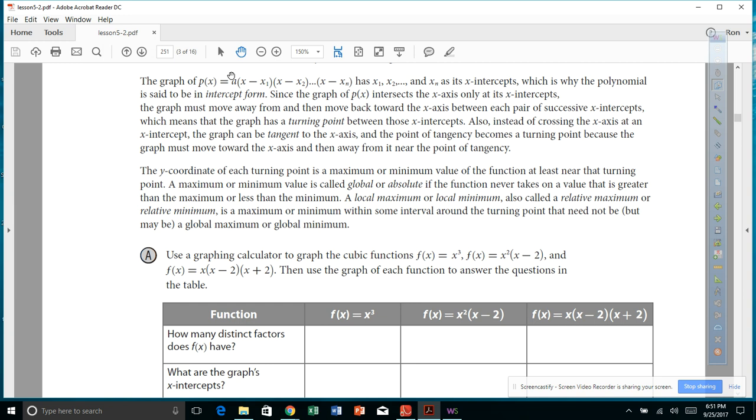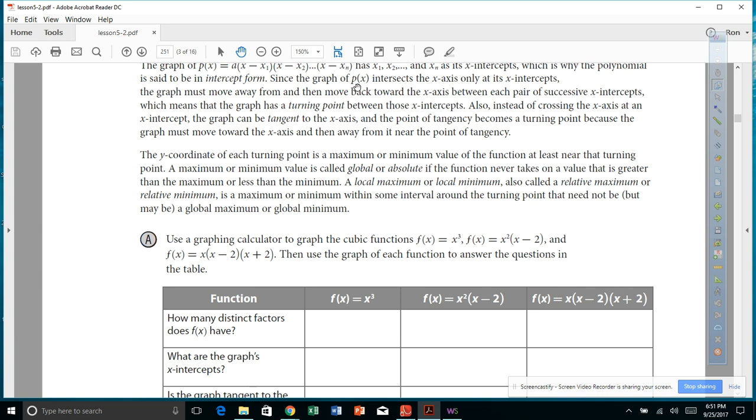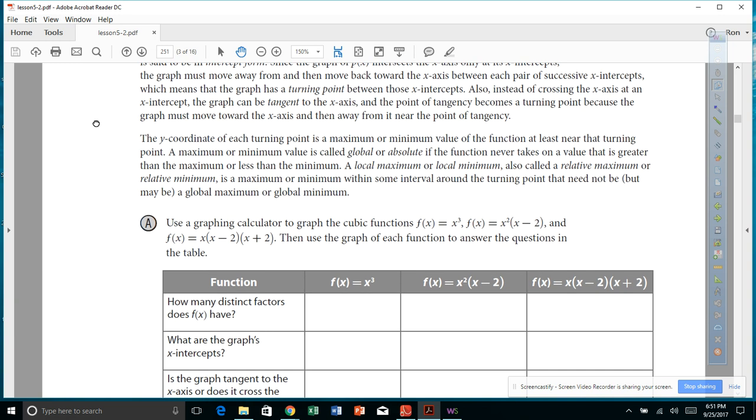The graph of p of x equals a times x minus x sub 1 times x minus x sub 2, and so on to x minus x sub n has x sub 1, x sub 2, and x sub n as its x-intercepts, which is why the polynomial is said to be in intercept form. Since the graph of p of x intersects the x-axis only at its x-intercepts, the graph must move away from and then move back toward the x-axis between each pair of successive x-intercepts, which means that the graph has a turning point between those x-intercepts.